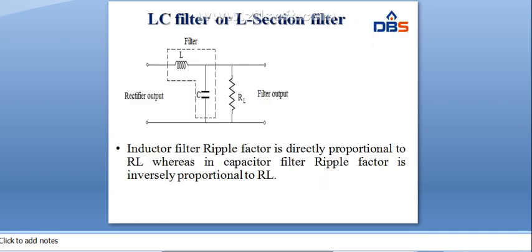Next, LC filter or L section filter. In the inductor filter, the ripple factor is directly proportional to RL, whereas in the capacitor filter, it is inversely proportional to RL. In the LC filter or L section filter, the inductor is connected in series and the capacitor is connected in parallel to the load resistor.